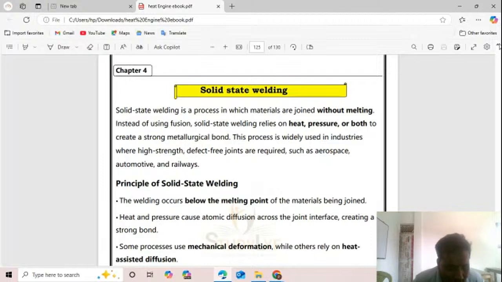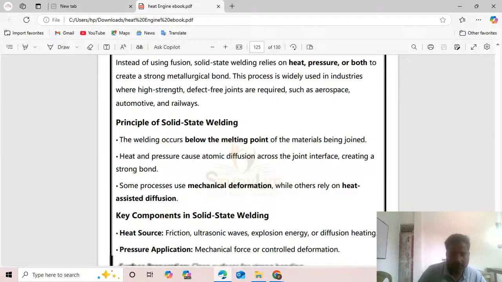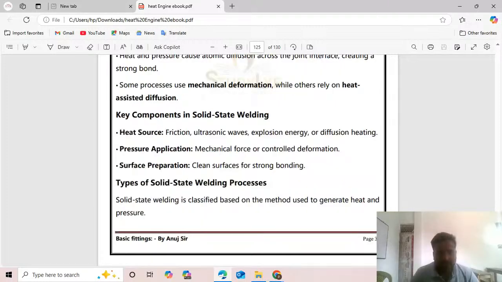The principle of solid state welding is joining below the melting point of the material being joined. Heat and pressure cause atomic diffusion across the joint interface, creating a strong bond. Some processes use mechanical deformation while others rely on heat-assisted diffusion. Solid-state welding: heat source, friction, ultrasonic waves, explosion energy or diffusion heating; pressure application, mechanical force or control and deformation; surface preparation, clean surface for strong bonding.